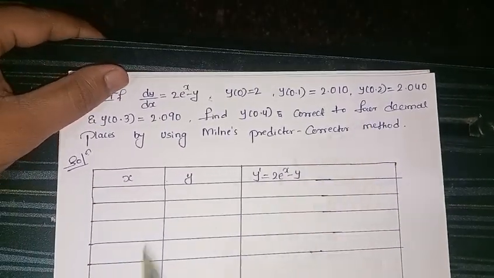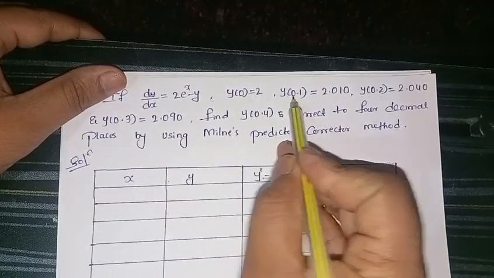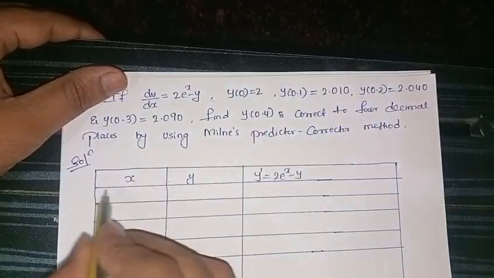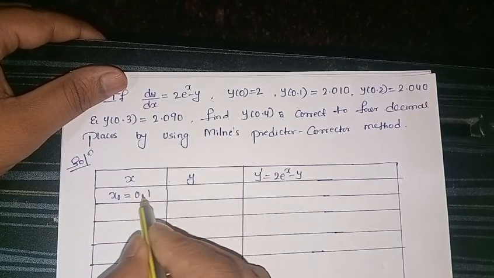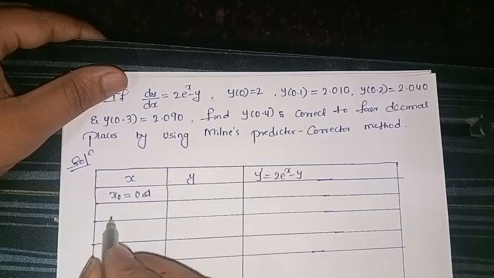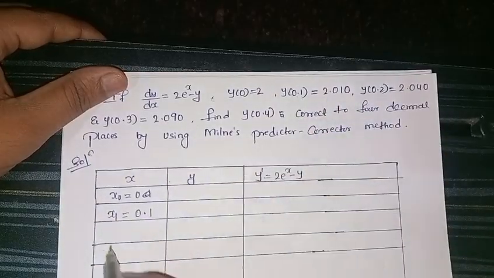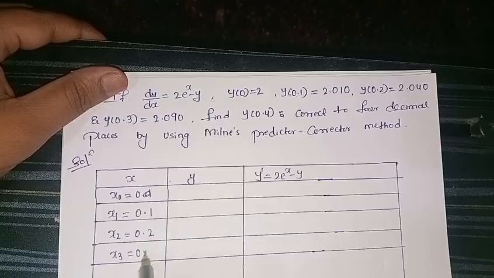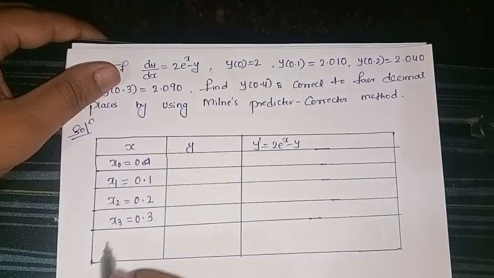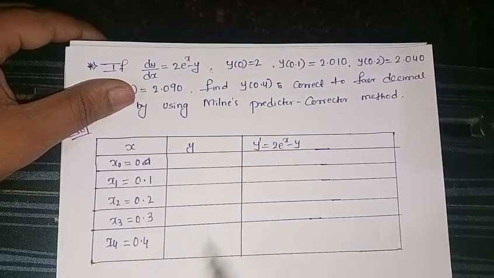First, you have to write the x values. The x values are 0, 0.1, 0.2, 0.3. So x0 equals 0. Then x1 is 0.1, x2 is 0.2, and x3 is 0.3. Then we have to find x4, which they have given as 0.4.